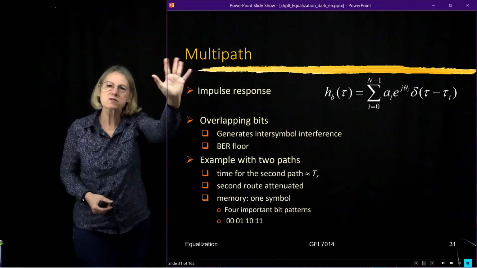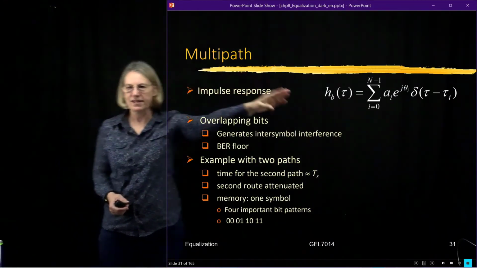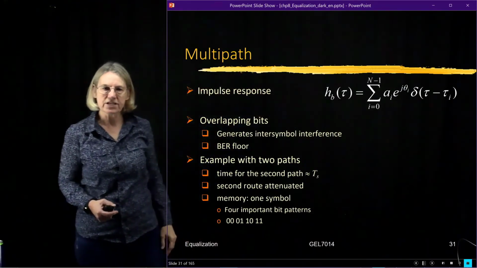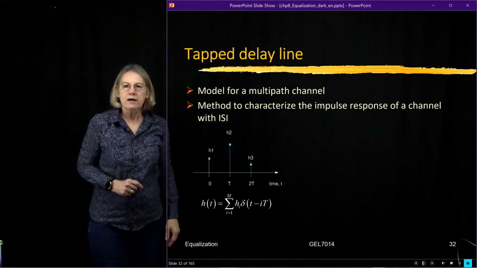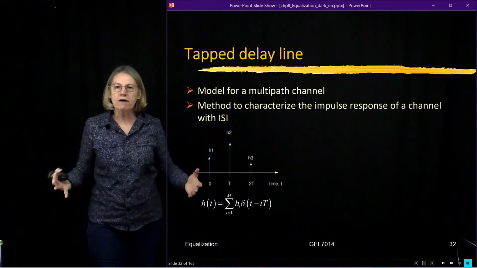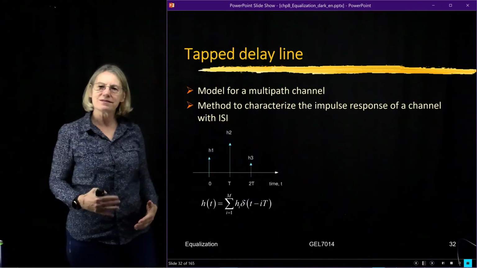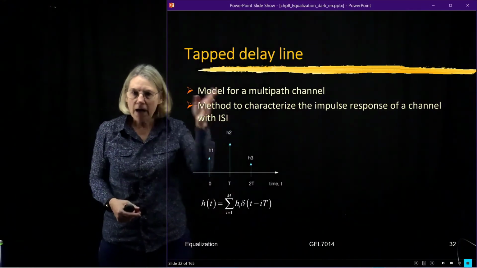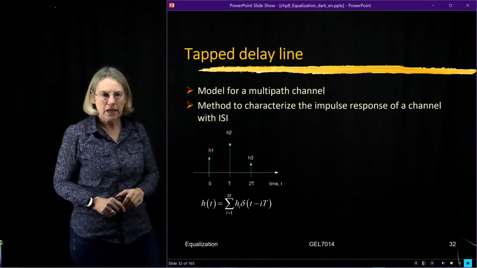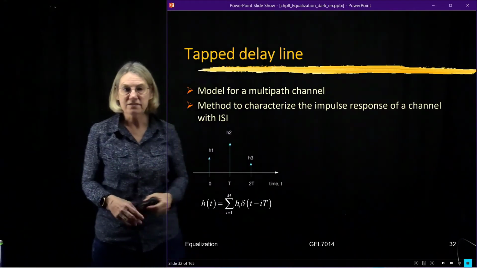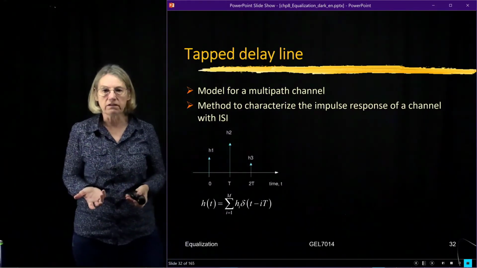Okay, so this is what a multipath channel is. That's the mathematical representation of it. We call this form of the impulse response a tapped delay line. So it's a model for the multipath channel. It's a method to characterize the impulse response of the channel.